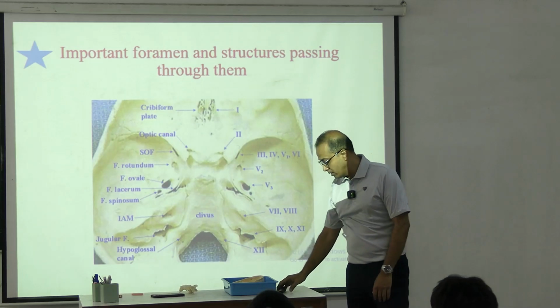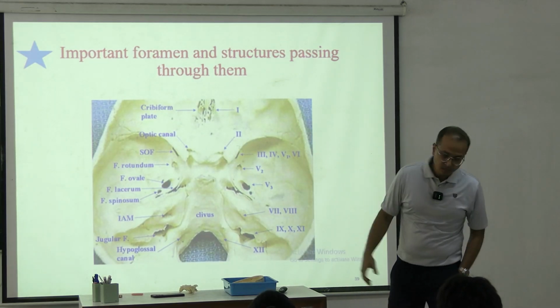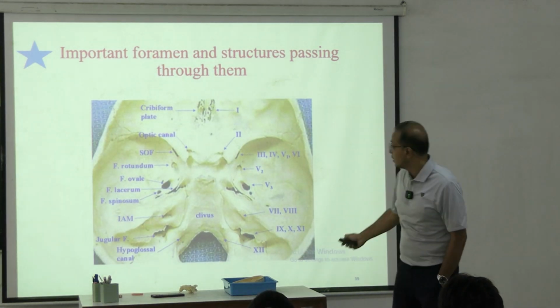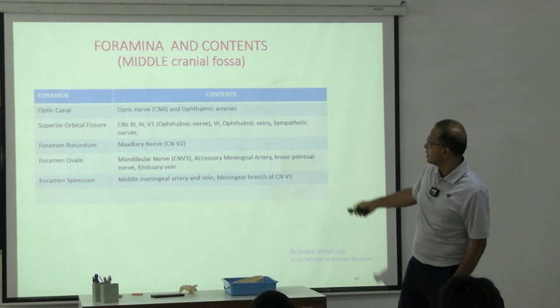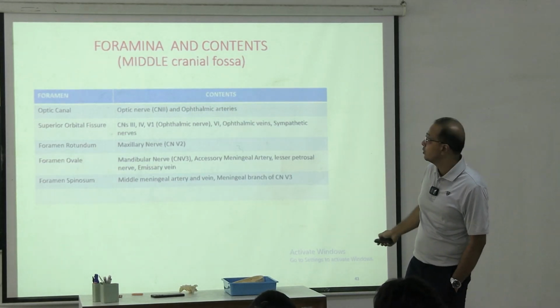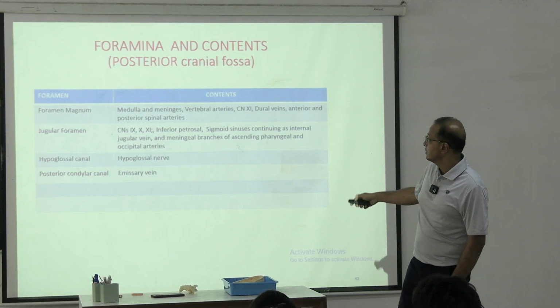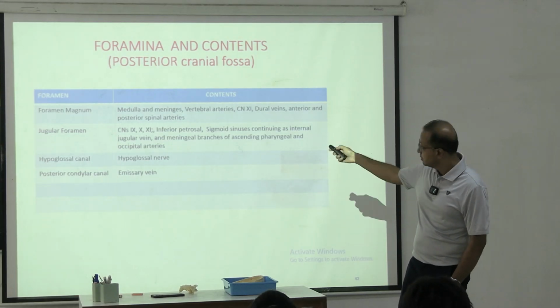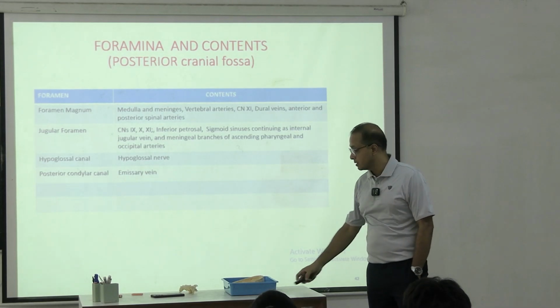No matter how many times you revise this, it's going to fall short. So do revise the contents of the foramina and the structures, neural and non-neural, passing through them, and memorize them. You're going to forget, so reread and rememorize these things.